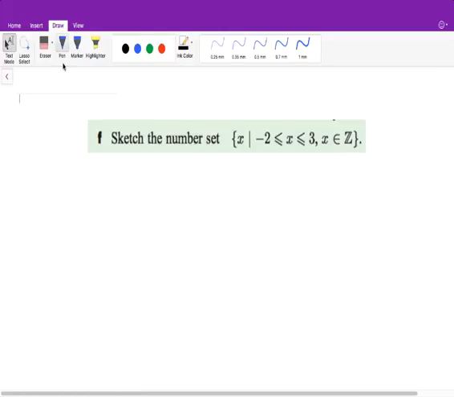All right, so this says sketch the number set. So when we're sketching it, we need to draw them on a number line. So here's our number line. Let me just draw this a little bit straighter. So here's our number line. Oh, still not straight, but whatever. So there's our number line.